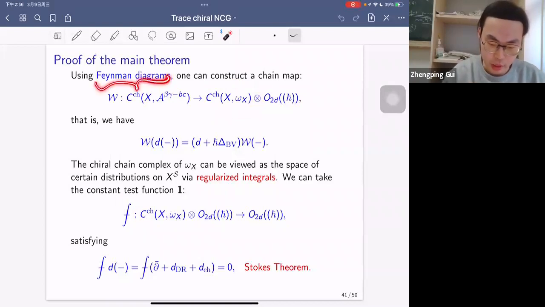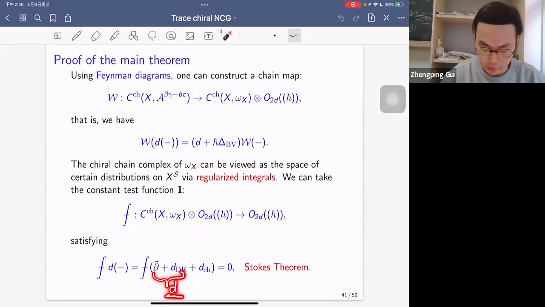So the Feynman diagram construction gives rise to a map that intertwines the differential on the unit chiral algebra and the BV operator. Now we can use the regularized integral to integrate this out and get the BV algebra. Using Stokes' theorem, this is just the de Rham differential. And if we use integration by parts, we get some combination of residues. This residue is exactly captured by this chiral differential, which is the Chevalley-Eilenberg differential for the unit chiral algebra.